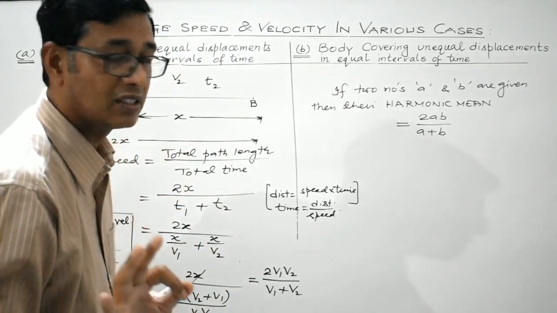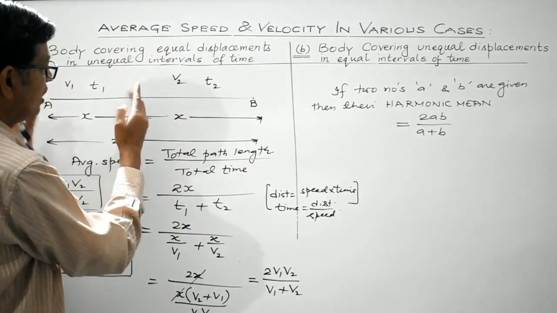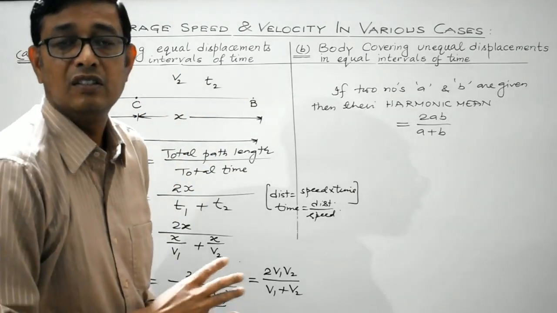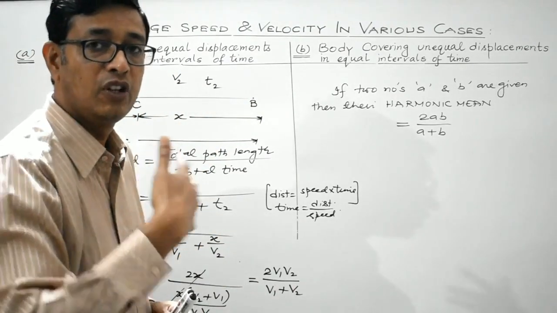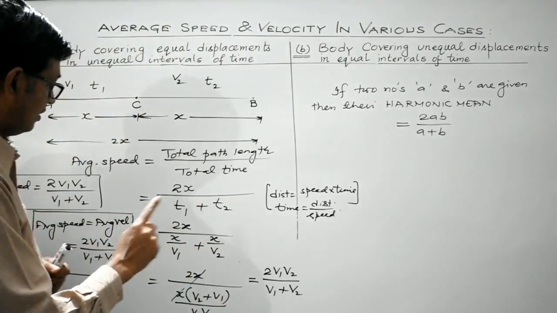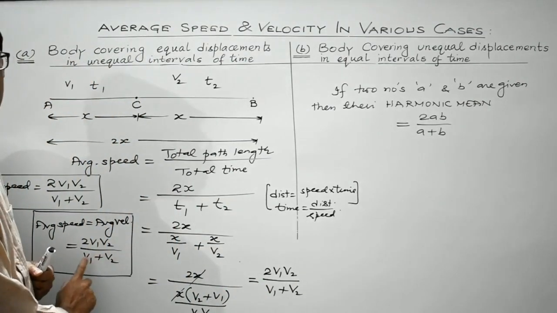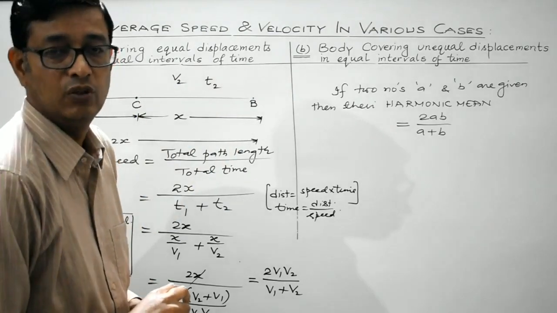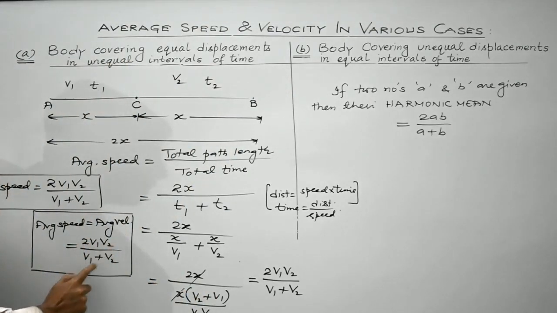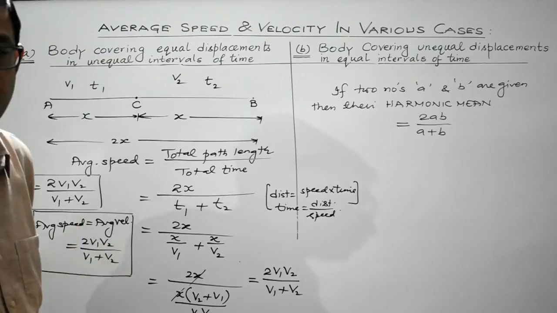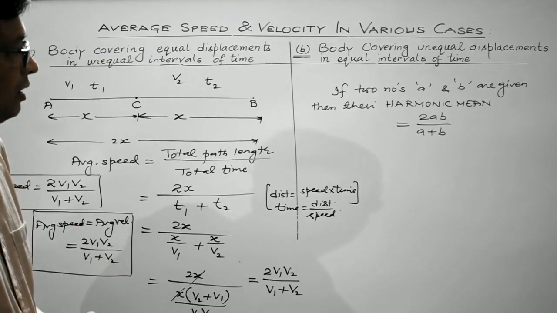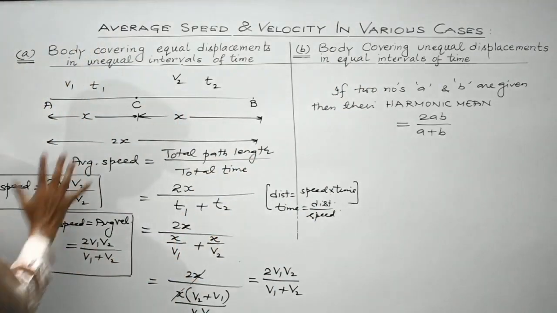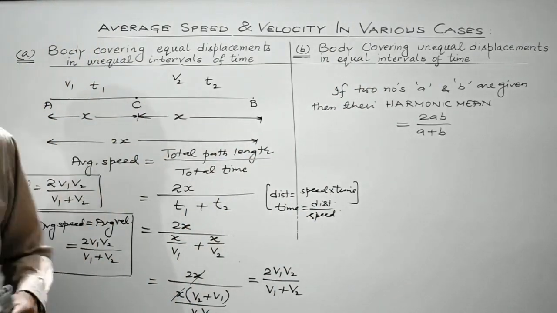So what I mean to say is that whenever the body covers equal displacements in unequal intervals of time, then the average speed or the average velocity of the body is given by the harmonic mean of the individual speeds v1 and v2. You can remember it in that way. Now before we proceed to the next case, let's discuss some special cases.